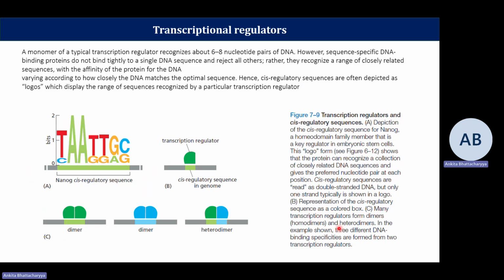So many transcriptional regulators form dimers, homodimers and heterodimers. In the example shown, 3 different DNA binding specificities are formed from 2 transcriptional regulators. What do we mean by that? So here you have your transcriptional regulator. It can form either dimer A or dimer B, or there can be a heterodimer between monomer A and monomer B.